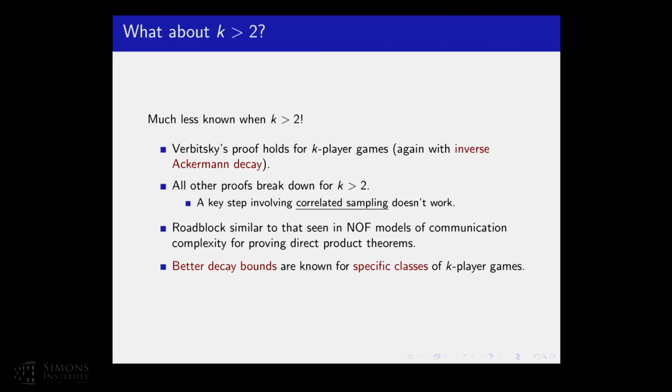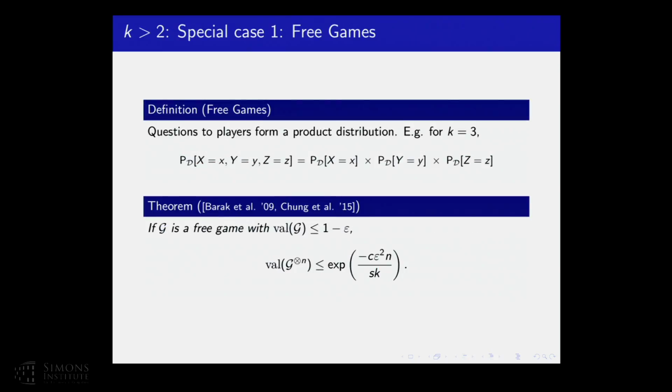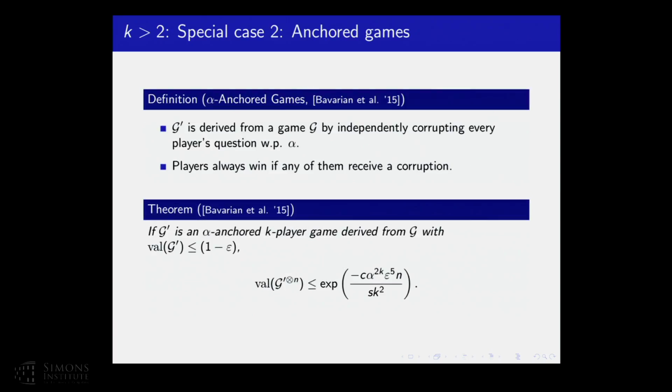The only thing we know is that there are better decay bounds for certain specific classes of games currently. For instance, if the game was free, that is, the questions to the players were just a product distribution, then there is an exponential decay bound. And if the game was anchored, in some sense, that is, the verifier corrupts certain coordinates to confuse the provers, then too we do know an exponential decay bound.